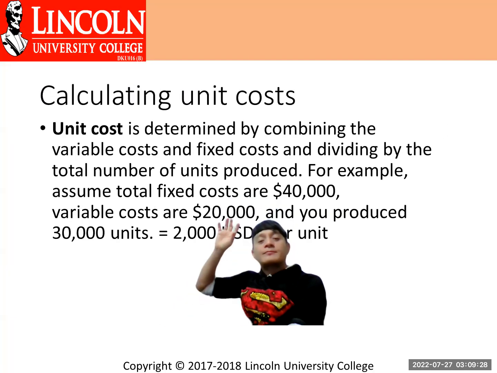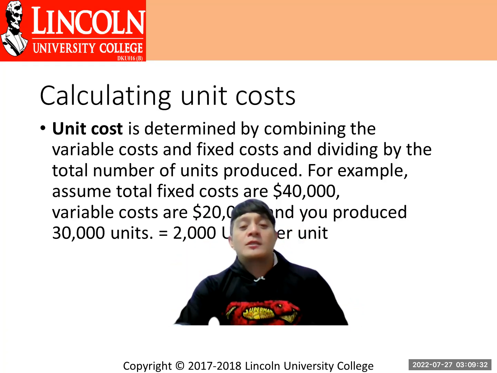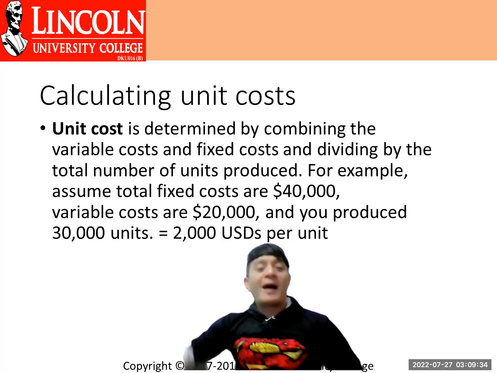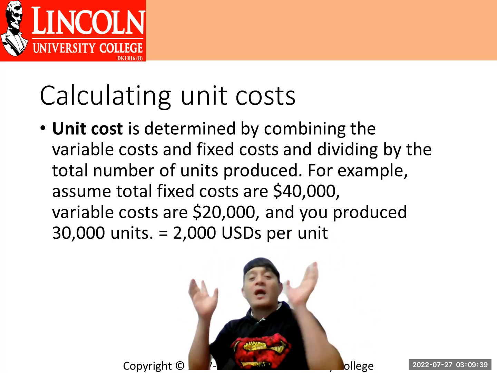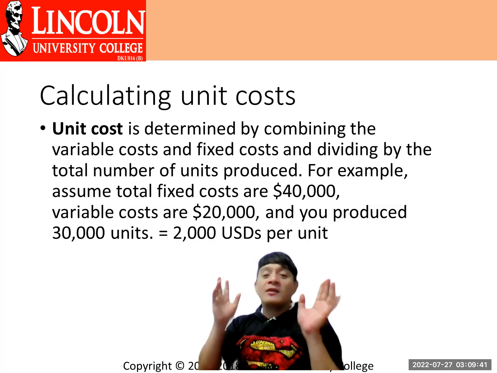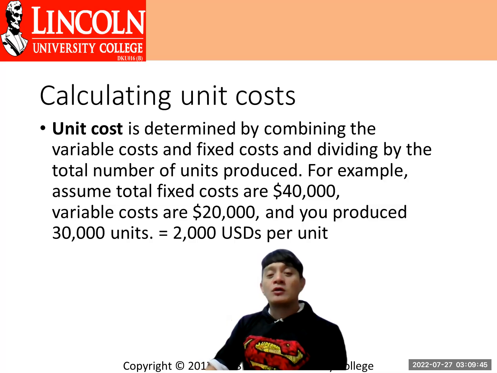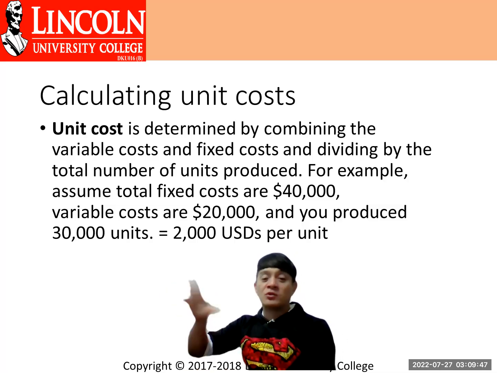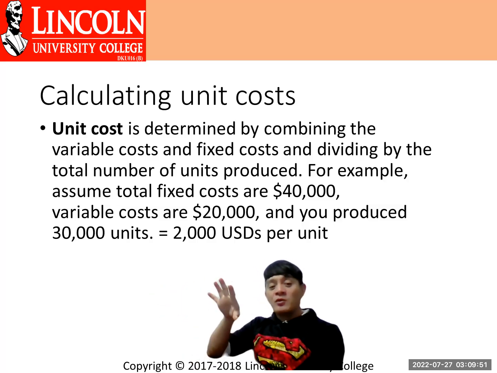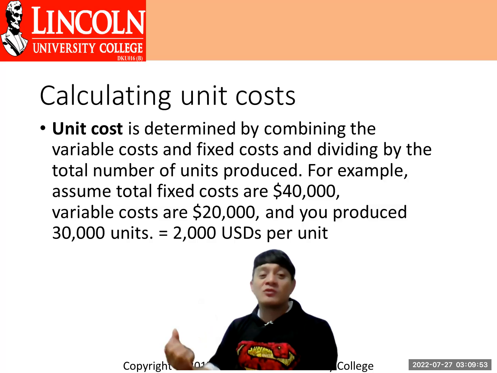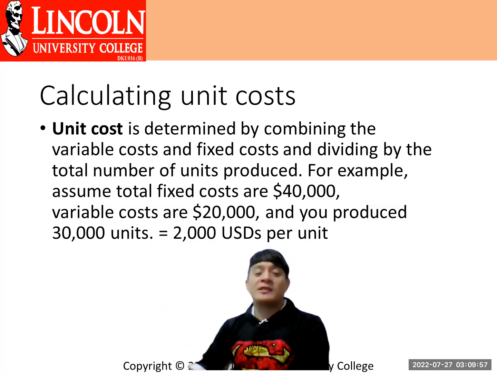So when you try to calculate unit costs, the unit cost is determined by combining the variable cost and fixed cost. So you combine the variable and the fixed, dividing by the total number of units produced. For example, if the assumed total fixed cost is 40,000 and the variable cost is 20, so you get 60, and you produce about 2,000 units. 60,000 divided by 2,000 is equal to 30 per unit.